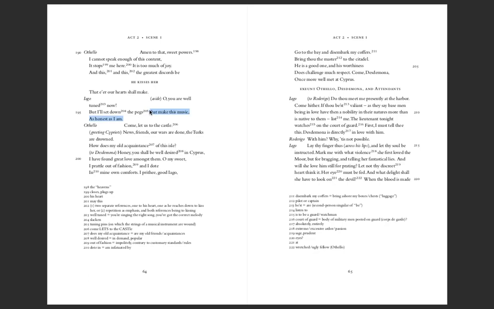And Iago gives a kind of aside at this point and says that he'll set down the pegs that make this music. So he's going to mess things up, basically, and he's going to make them all very unhappy. Iago has these villainous asides throughout the play in which he lets the audience know that he is a villain, and that he's going to make good things bad, which is what he proceeds to do. But again, we're not really focusing on that this time.